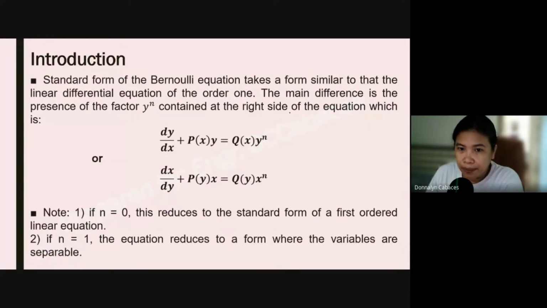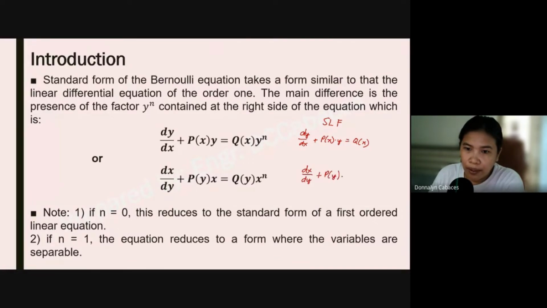let me write it here. You have the derivative of y with respect to x plus p as a function of x times y is equal to q as a function of x. These are our SLF. And for x as the linear variable, you have derivative of x with respect to y plus p as a function of y times x is equal to q as a function of y.